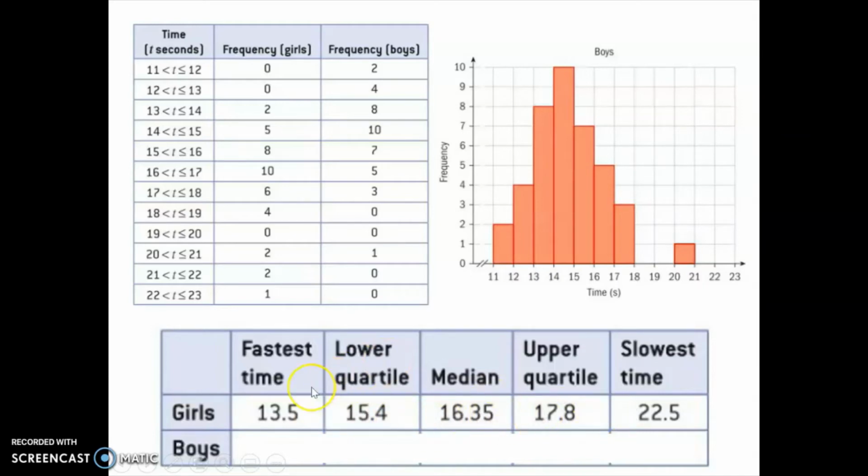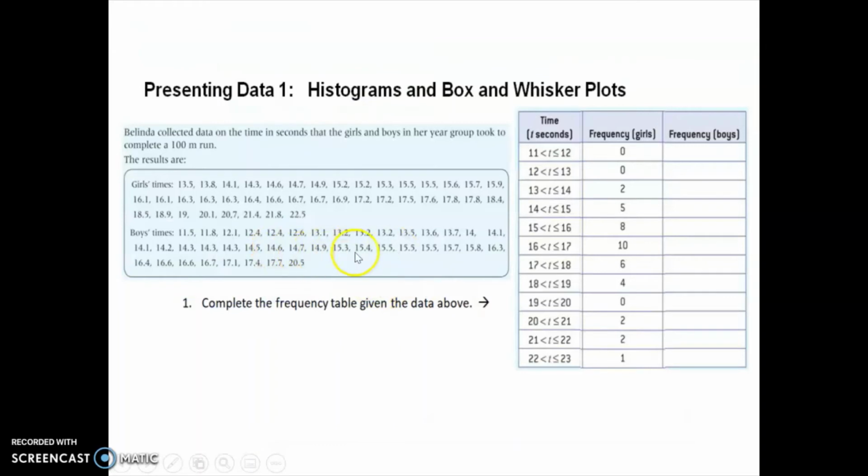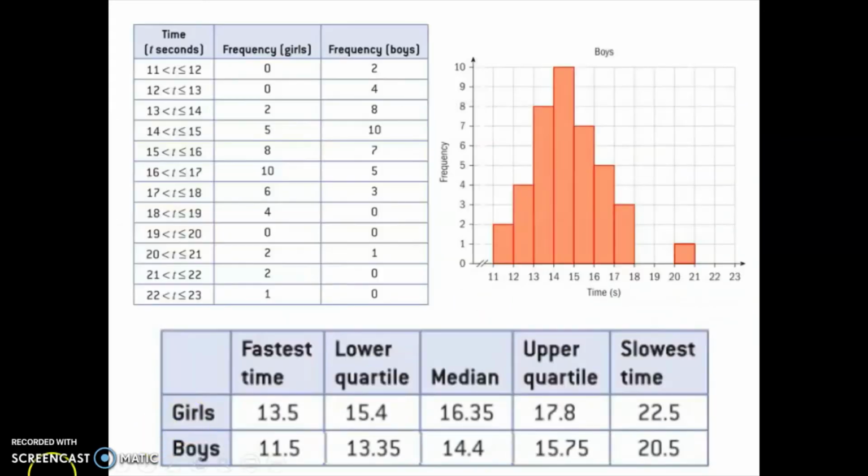Can you do the same thing for the boys? Can you get the lowest, the highest, and then the median, and then Q1 and Q3? So remind yourself how to find those. Here's the data. Go ahead and find the lowest, highest, and then the 3 quartiles. All right, let's check. For the boys, you should have acquired these numbers here: the lowest time, highest time, median, the middle value, and then the 2 quartile values. If you didn't get those right, maybe recap how to do quartiles.